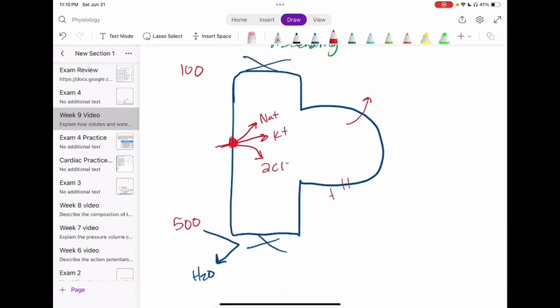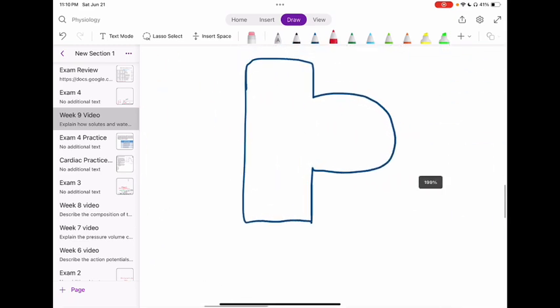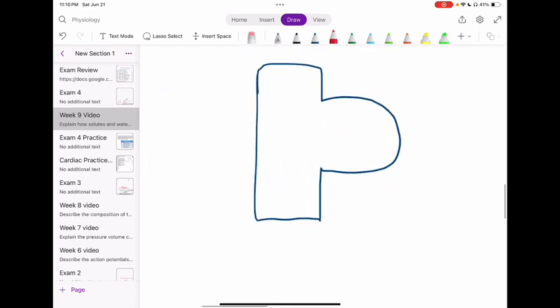So we have potassium leak channels, and we have our sodium potassium pump. Next we'll have the macula densa. We'll talk about macula densa in a little bit actually.